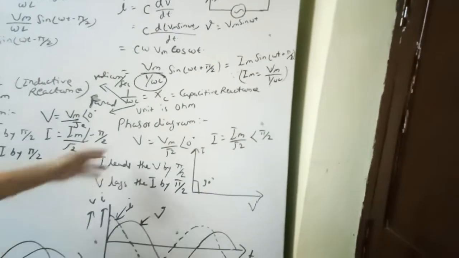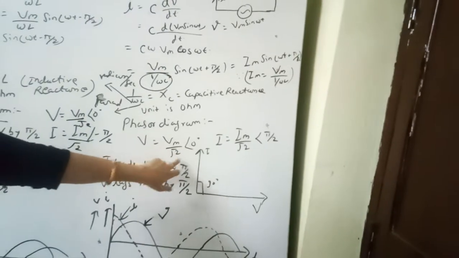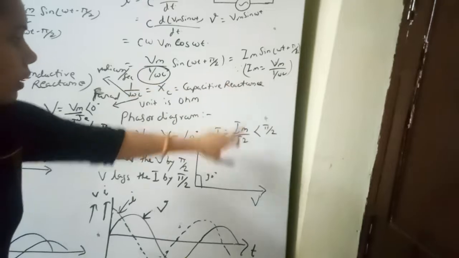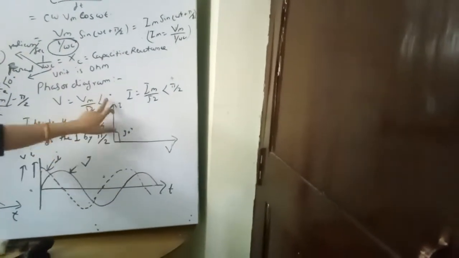Now we can draw the phasor diagram, with V taken as a reference, Vm by root 2 angle 0 degree, and the current comes here as Im by root 2 angle 0 plus pi by 2. So we have drawn V as a reference and the current leads the voltage. So we can state: in a pure capacitive circuit, the current leads the voltage by pi by 2 and the voltage lags the current by pi by 2.